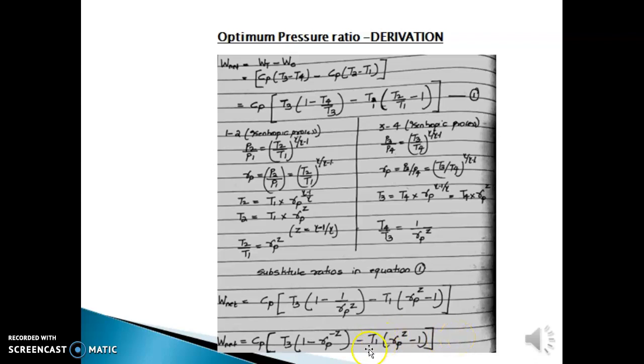In equation 2, T1 represents the ambient temperature. The ambient temperature we cannot control because air is taken from outside. There won't be much temperature variation in the case of atmospheric air, so T1 is actually a constant. T3 is also a constant because we have to restrict the temperature in the combustion chamber to a safer temperature limit. Beyond that we cannot increase the temperature further. So T3 is also a fixed parameter when you design a turbine. The Cp value is also fixed, so the only parameter that you can vary here is the pressure ratio.